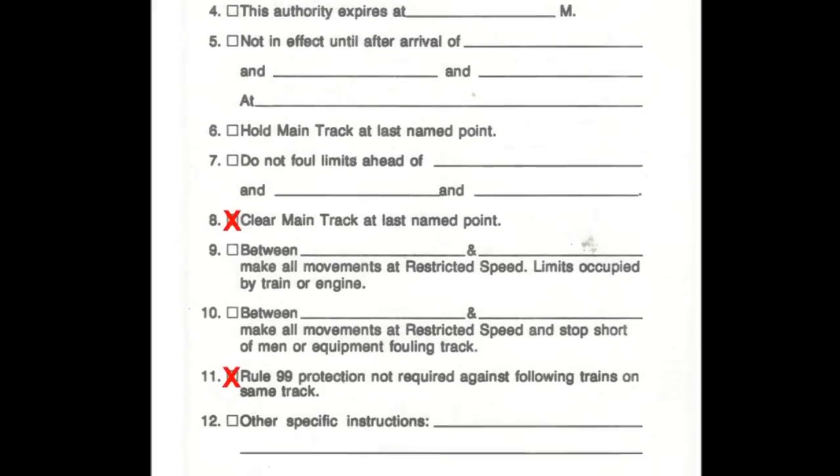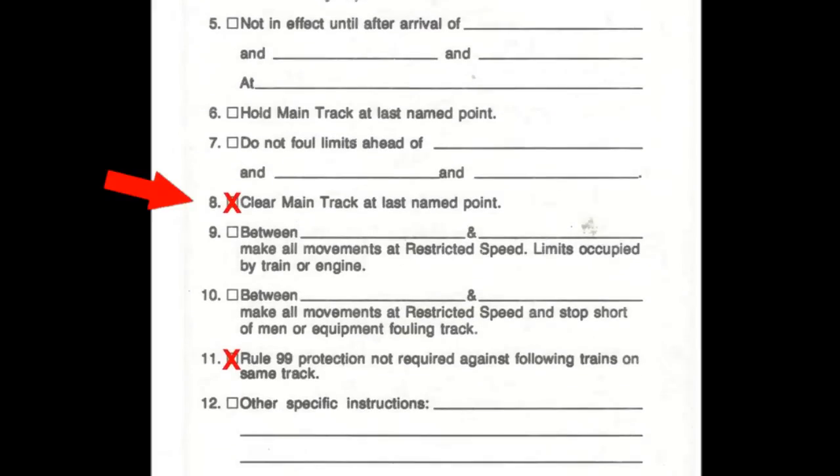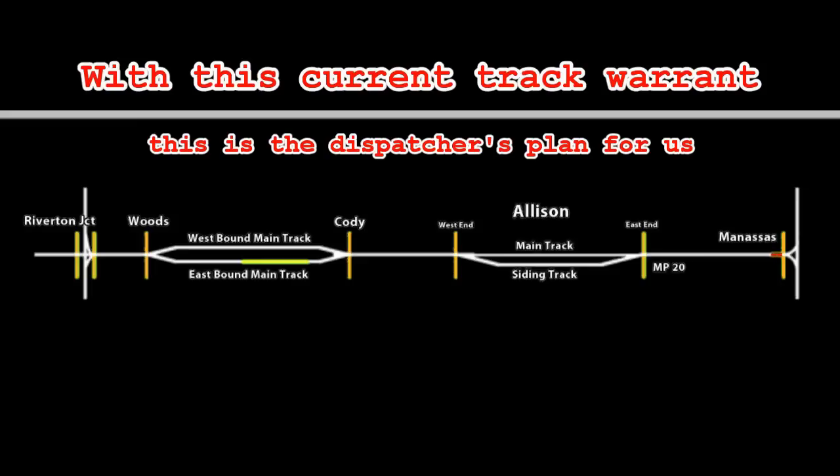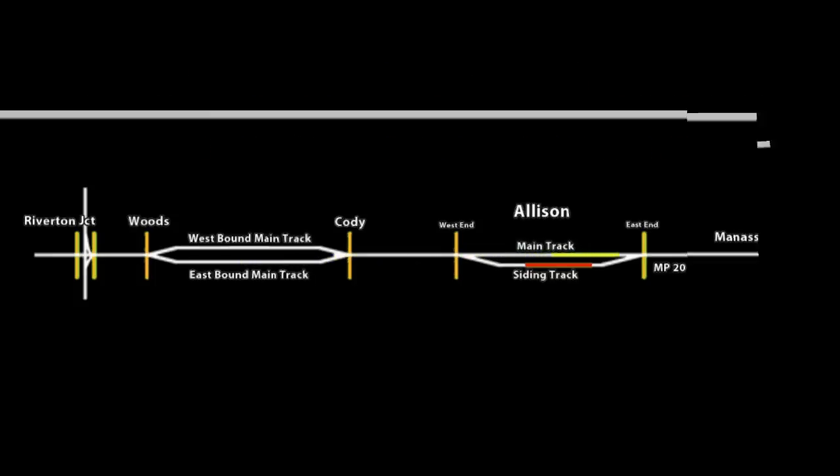Yada yada, checkbox 8! Oh man! You guys remember seeing that siding on the diagram at Allison? That's not a main track, and it surely doesn't have powered switches. Looks like we're going to have to stop, line ourselves in, reline the switch for the main, walk to the head end, etc., etc. Oh, good grief. Oh, well, it's all part of the job. Let's go to work, shall we?